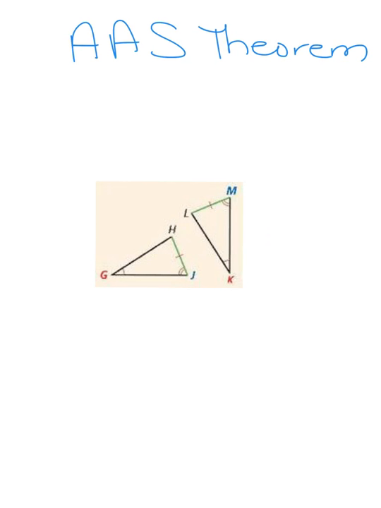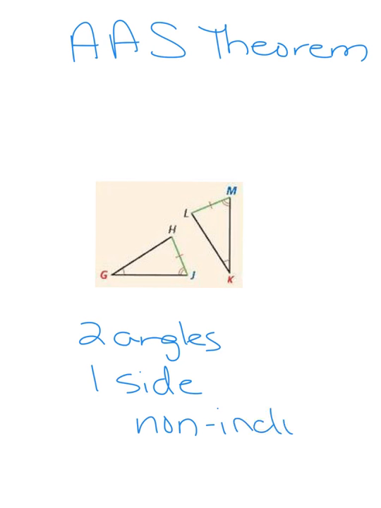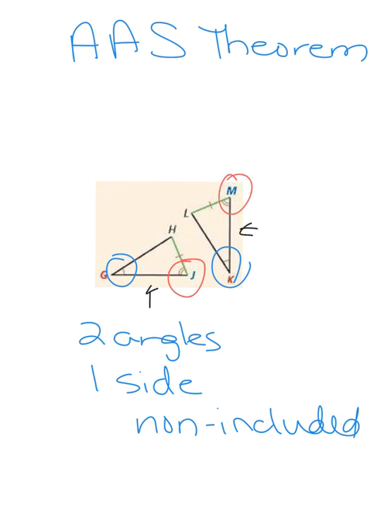Next I have the angle, angle, side theorem. So again, if I have 2 angles from one triangle that are congruent to 2 angles of another triangle, and I have one side, but this time this one side has to be non-included. So we'll take a look at what that means. In this case I have angle G congruent to angle K, and angle J congruent to angle M. Now in between those angles are considered included sides, but in this case we don't want that. We're going to take those away. That's not what we're looking for. For angle, angle, side, we're looking for a side that is not in between, not included.